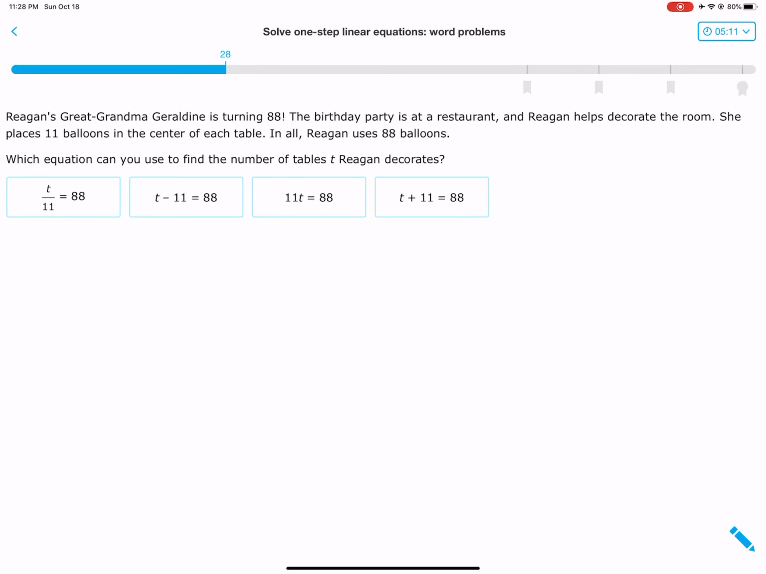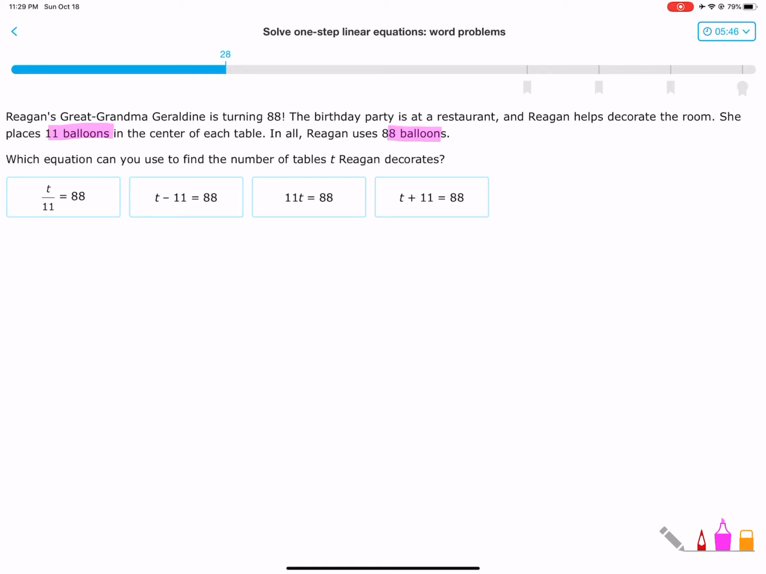Regan's great-grandmother, Geraldine, is turning 88. The birthday party is at a restaurant, and Regan helps decorate the room. She places 11 balloons in the center of each table. In all, Regan uses 88 balloons. So there's 88 balloons at the 88th birthday party, and he places 11 balloons in the center of each table.